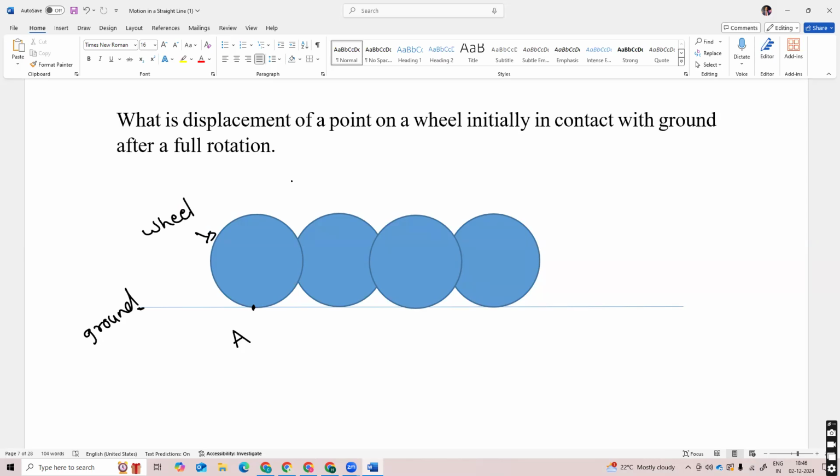So when it travels some distance, this point A will reach here. After some point, this point A will reach here. Let's say it has reached this point, and then again it will come to this point A. So when it makes a full circle, it will cover a distance equal to the perimeter of a circle.